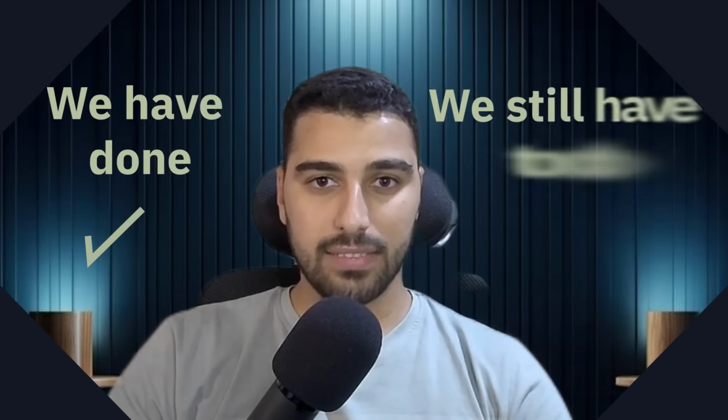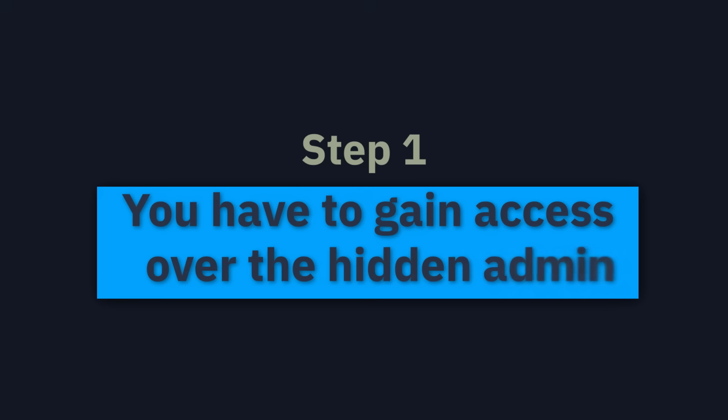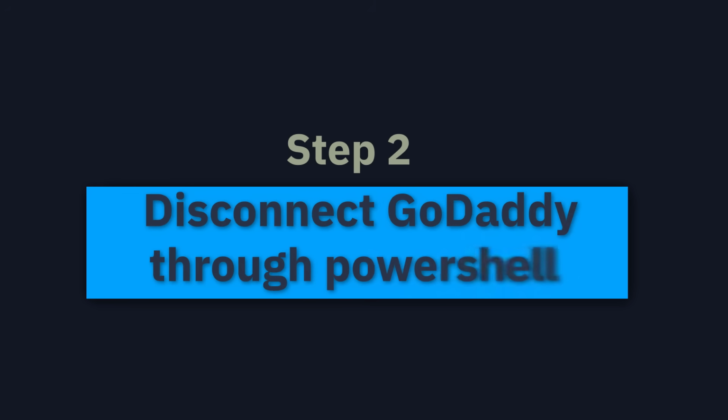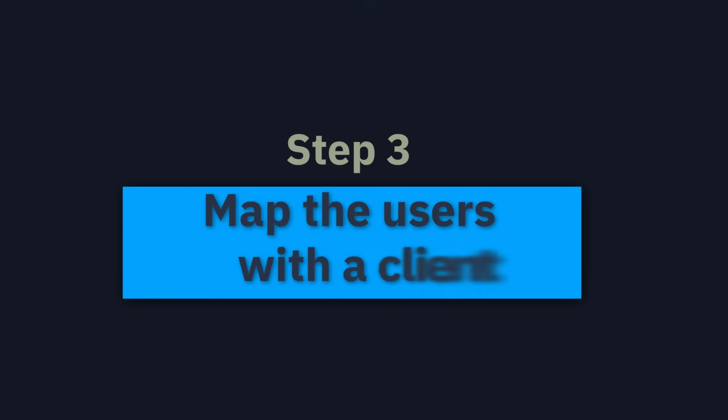In the meanwhile, while I'm waiting to access the Admin Center, let me give you a quick brief about the process, what we have done and what we still have to do. The process is simply, you have to gain access over the hidden admin. We have already done that. Step number 2 is to disconnect GoDaddy through PowerShell, and we have already done that. The next step is going to map the users with a client.